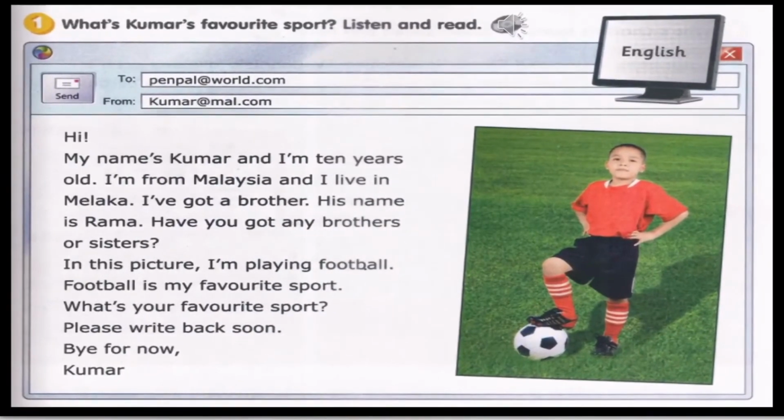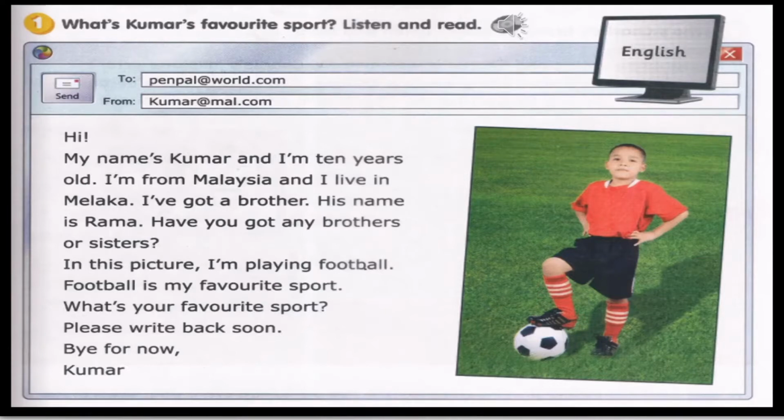Hi, my name's Kumar and I'm 10 years old. I'm from Malaysia and I live in Malacca. I've got a brother. His name is Rama. Have you got any brothers or sisters? In this picture, I'm playing football. Football is my favourite sport. What's your favourite sport? Please write back soon.